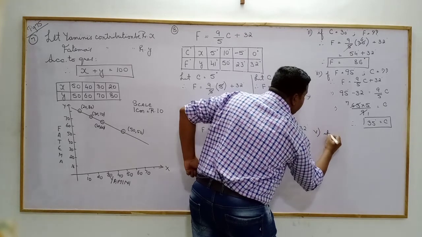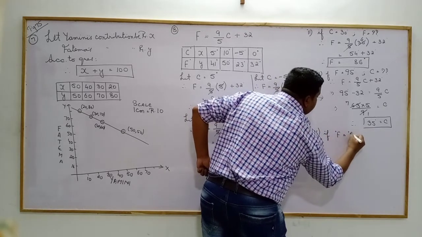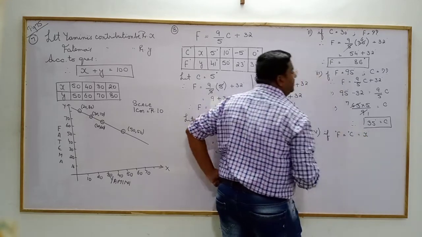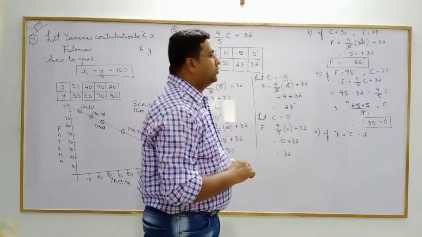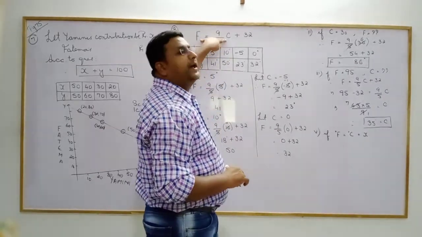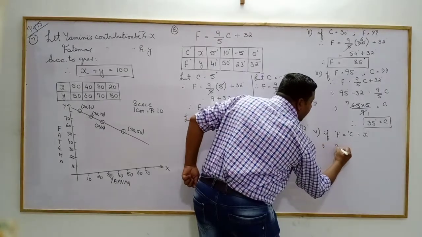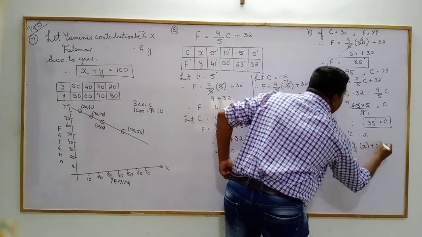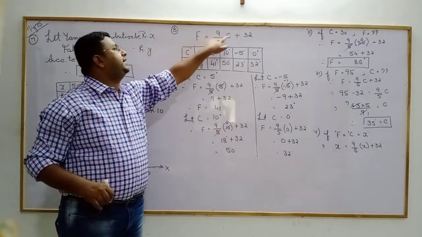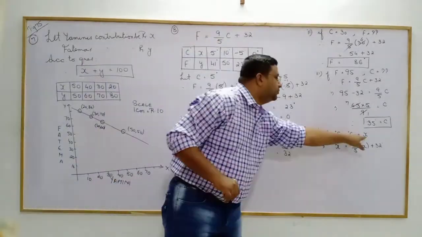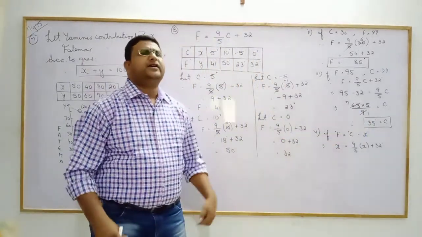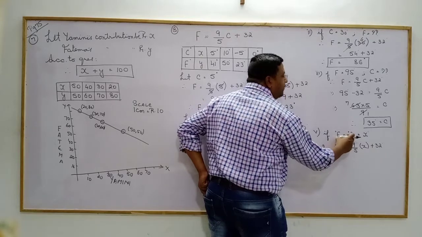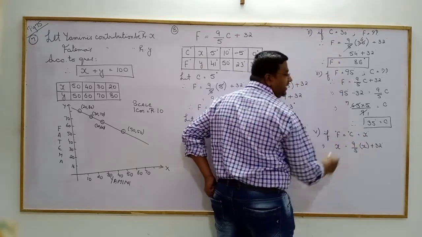Now here, fifth part. What does he say? If degree Fahrenheit is equal to degree Celsius, let it be equal to X. Let us find it out. Is it possible that there is a temperature which is numerically equal? So what do I do? X is equal to 9 by 5 into x plus 32. We have assumed that degree Fahrenheit and degree Celsius are equal to x. So let us find x now. Instead of two variables, now we have one variable, x.